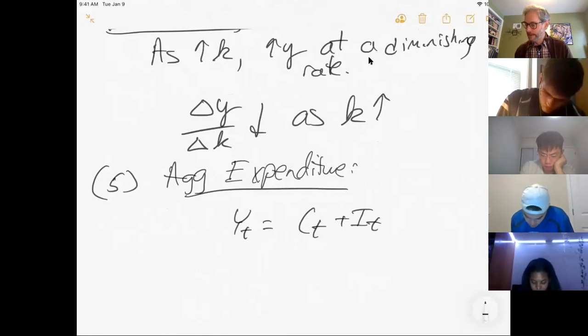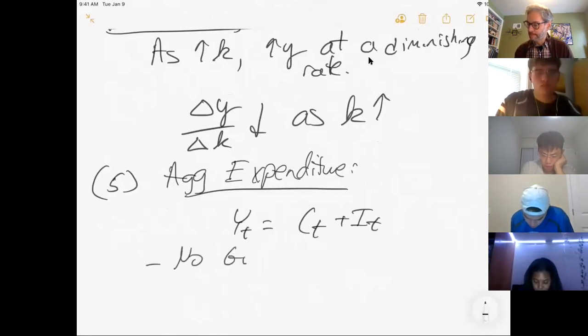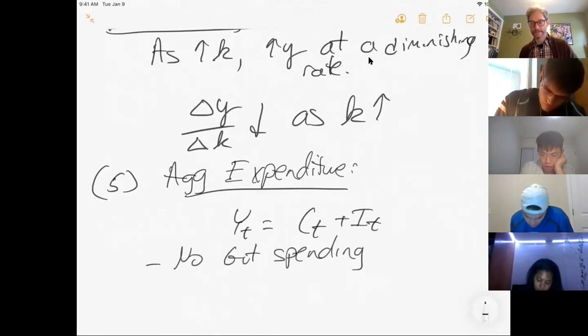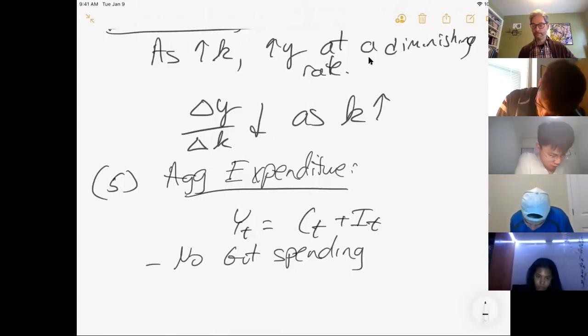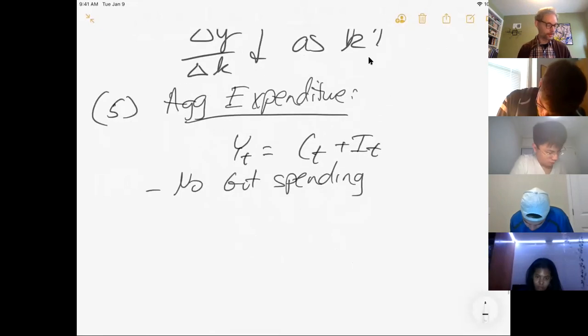So in our model here, we have no government spending. Actually, we don't really have any government in this model, which is obviously a pretty big assumption, but once again, I think it helps us focus specifically on what we want to focus on here. So we don't have any government spending in this model. The only thing you can do with output is consume it or invest it.